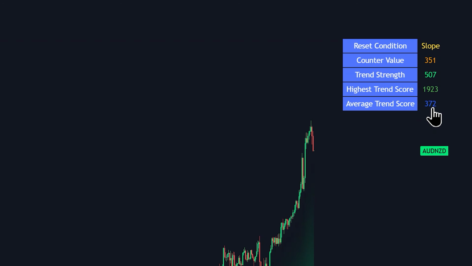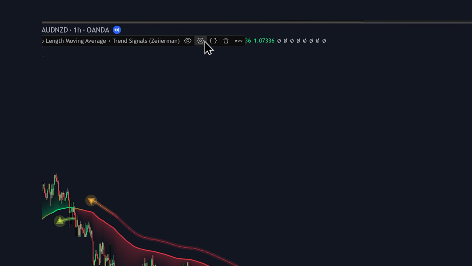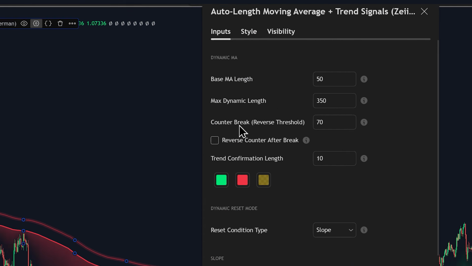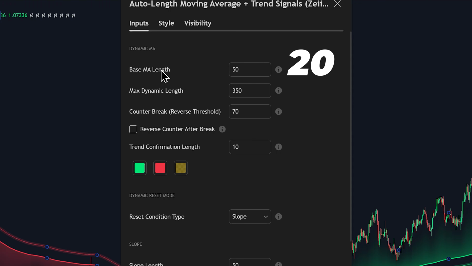Now, let's look at the settings so you can tune this to how you trade AUDNZD. Under Dynamic MA controls, you'll see base MA length. This is the starting point, the length the line uses in a neutral state before it expands or contracts. On a 1-hour chart, something like 20 is a reasonable anchor, but you can adjust it based on how smooth you want the baseline to be.